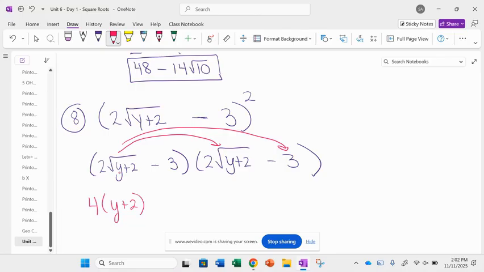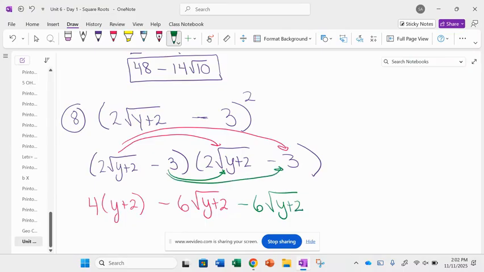And then I'm going to have 2 root y plus 2 times a negative 3, which gives us a negative 6 root y plus 2. I'm not done. Now I need to double distribute in that negative 3. So I get a negative 6 root y plus 2. And then a negative 3 times a negative 3 is a positive 9.